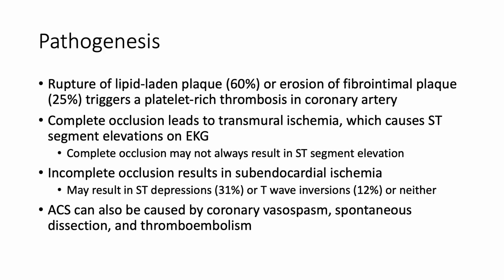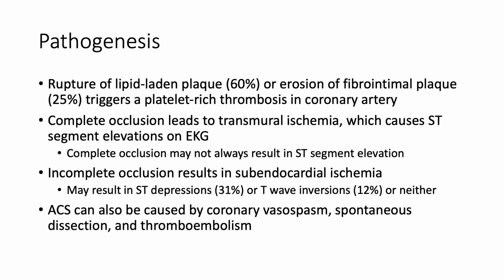So as far as the pathogenesis of acute coronary syndrome, it's usually caused by a rupture of one of these lipid-laden plaques. That's about 60% of the cases. You can also have erosions of a plaque, which triggers a platelet-rich thrombosis in the coronary artery. That's about 25% of cases.